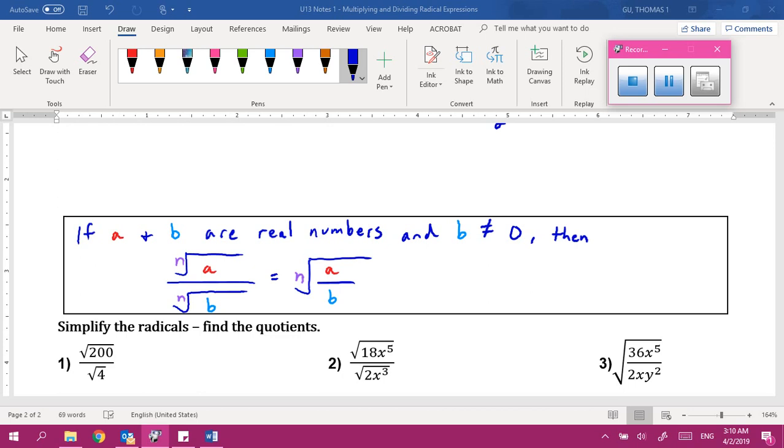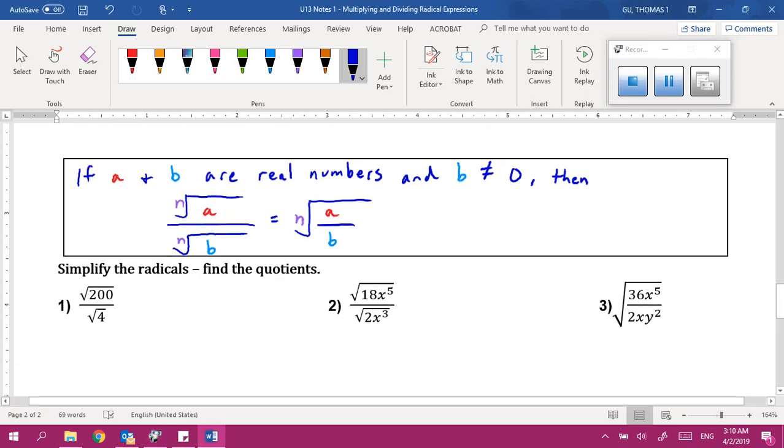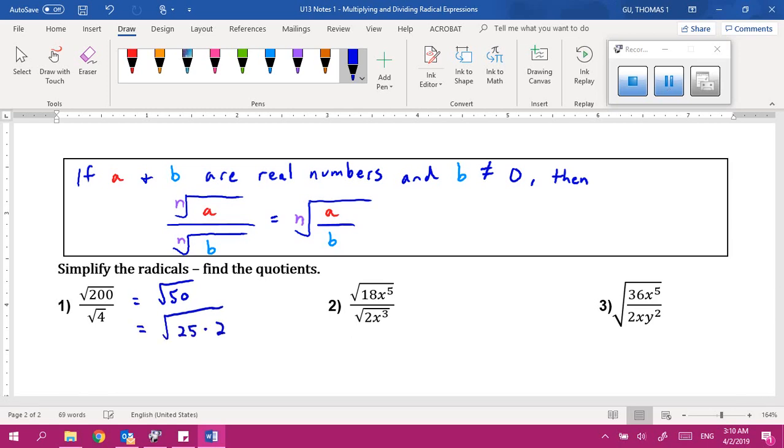All right, so let's try some examples. So number 1. I can see on number 1, the indexes are the same. They're both square root, which means I can just divide those numbers. 200 divided by 4. So this ends up being the square root of 50, which is, what makes up 50? 25 times 2. What's the square root of 25? That is 5. So 5 square roots of 2 is my answer on number 1.